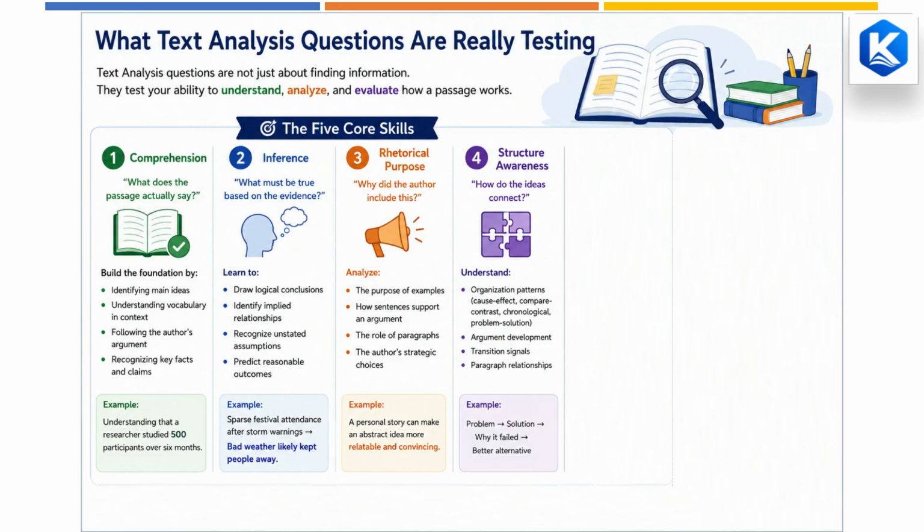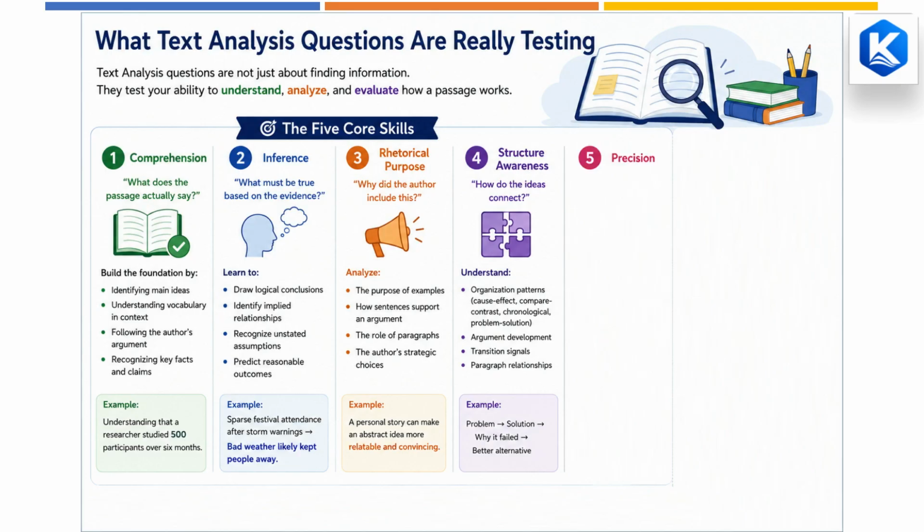For example, a passage might begin by introducing a problem. Then it presents one solution. Next, it explains why that solution failed. Finally, it proposes a better alternative. Understanding this structure helps you follow the author's reasoning and predict where the passage is going.